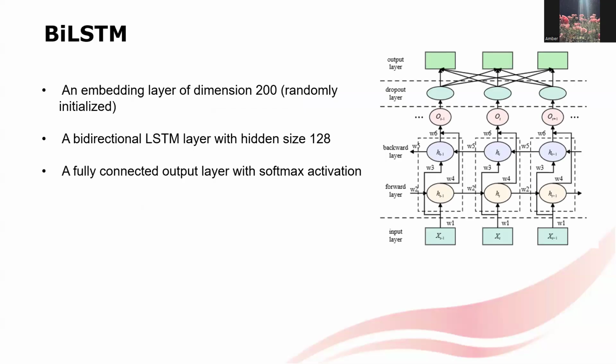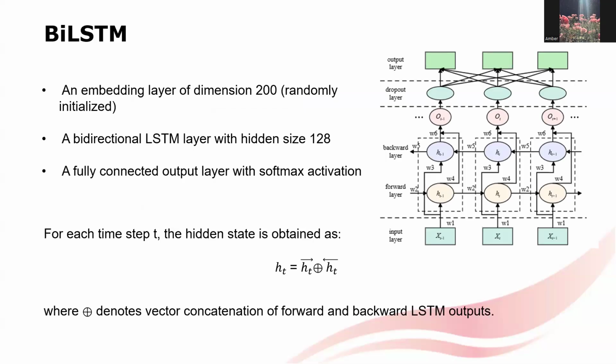The architecture is pretty standard. We use a randomly initialized 200-dimensional embedding layer, followed by a bidirectional LSTM with 128 hidden units. Each time step combines the forward and backward hidden states. After that, we use a fully connected softmax layer to classify the sentence.